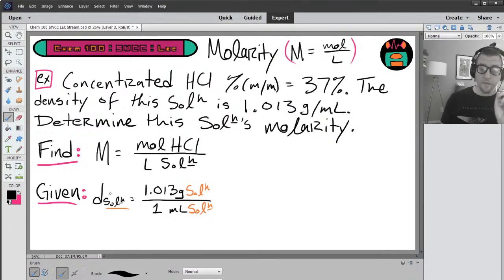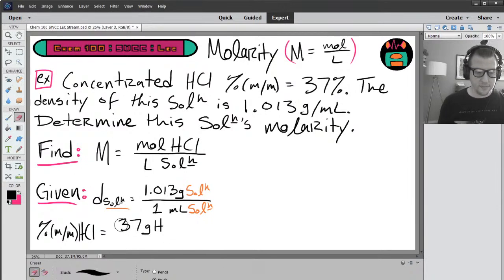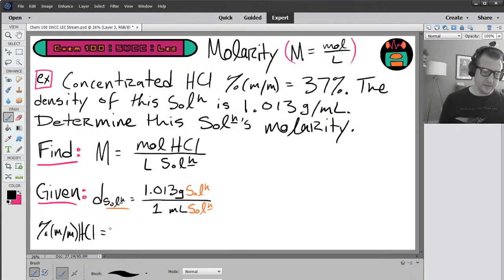Now, the other piece of information that we're given is a mass percent of HCl, and that is 37 grams of HCl. Well, hang on. I technically didn't skip a step, but I want to draw this out a little bit. So we're told that this is 37%.